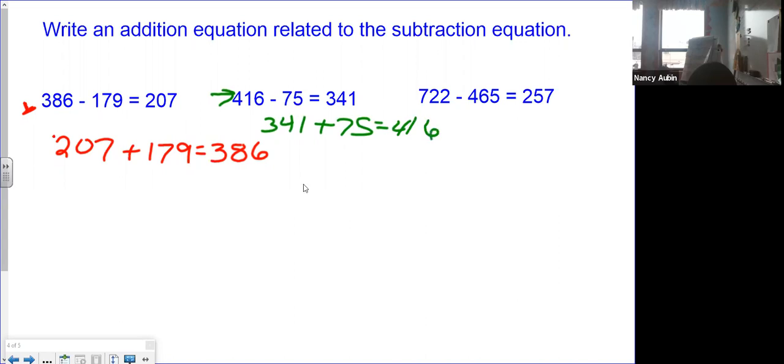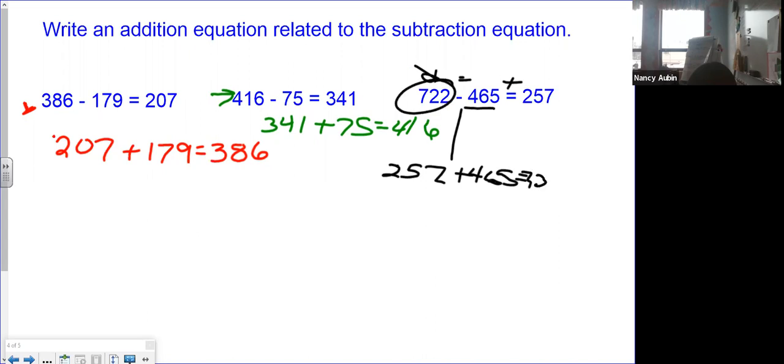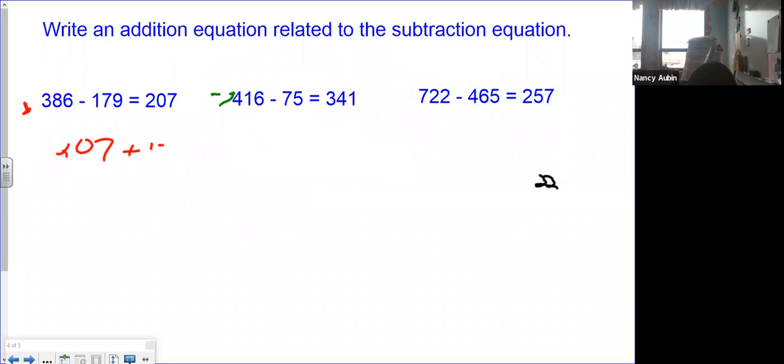Madison, what about for the next one? You just read it backwards, right? 257 plus 460 equals 700. Awesome. You could have had those numbers switched around, right? And that would be fine. All right. Nicely done. That's kind of from what we talked about at the beginning of math today.